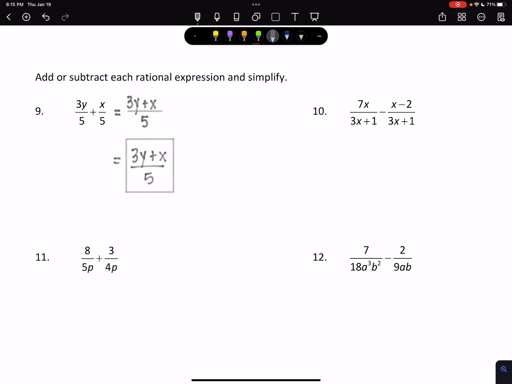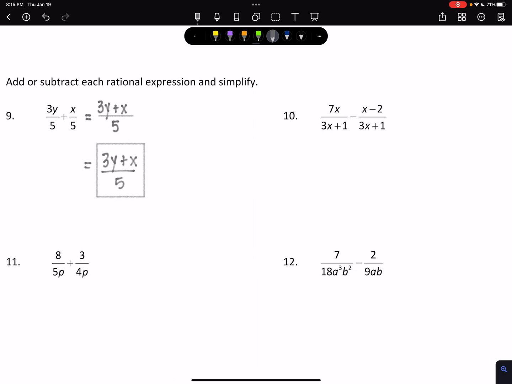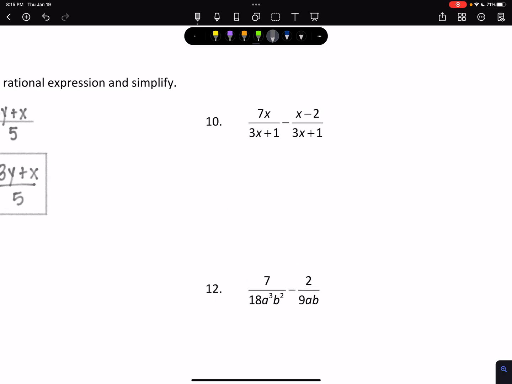Now the problem in number 10 also has a common denominator, but this time we're going to be subtracting the two fractions. So once again, we're going to retain the denominator of 3x plus 1, and this time we're going to subtract. We've got 7x, and we're going to subtract all of the numerator of the second fraction. So when we say all of, we need to make sure that we use those parentheses. We don't want to just subtract the x. We want to subtract the -2 as well. And when we subtract a -2, that becomes positive.